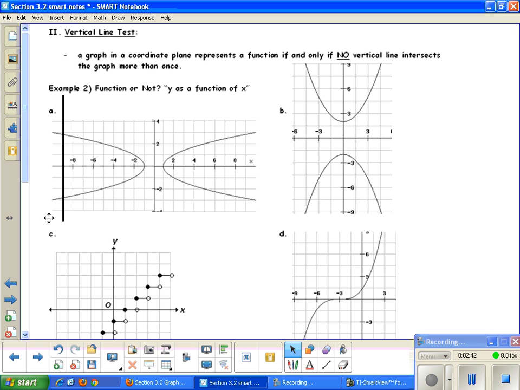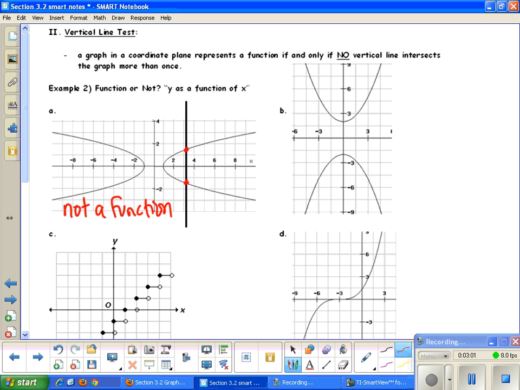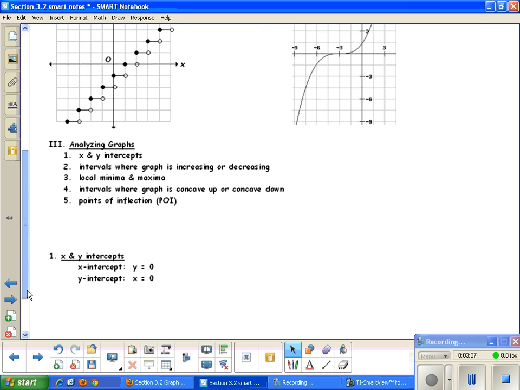If we look at this first graph that we have, notice that this would not pass the vertical line test. Therefore, this is not going to be a function because pretty much almost everywhere you put the line, it intersects in two places. So like right here, it would be intersecting here and here. So we know this is not a function. Now, I want you guys to do B, C, and D on your own.